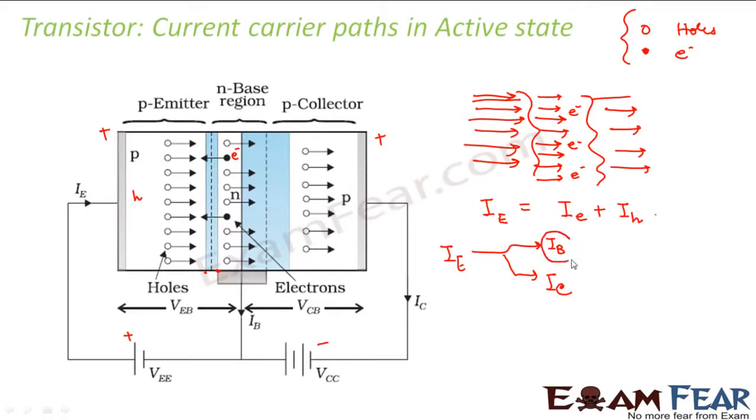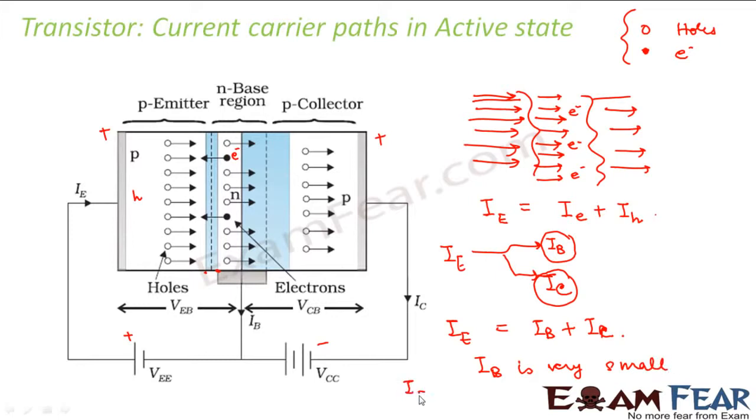So that means this IB, the base current, will be very small, because very few recombinations took place in the base region and the remaining went to the collector. So we can say that the emitter current IE is equal to IB plus IC. But in this case, IB is very small.